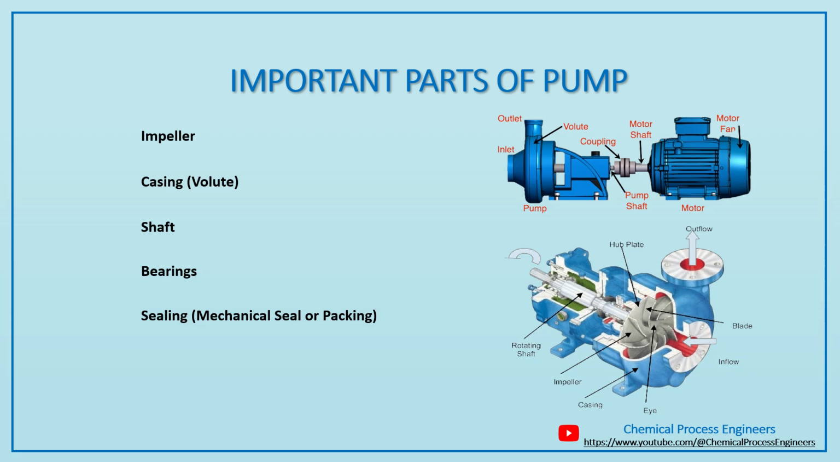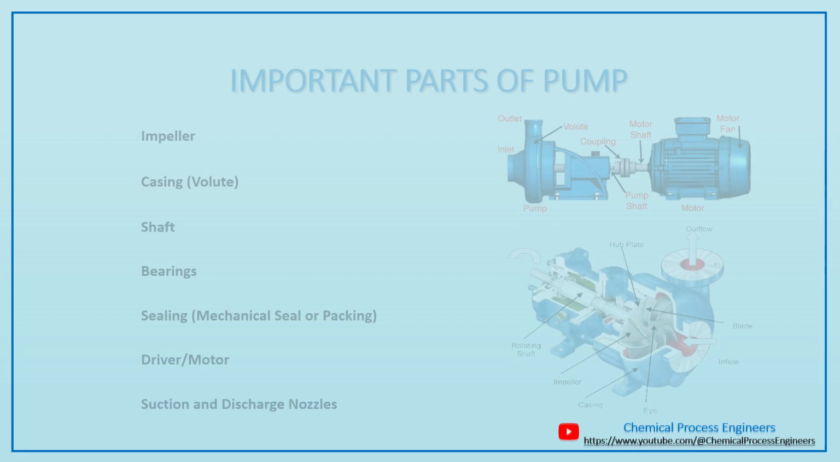It is located where the shaft enters the casing, and seals prevent the pump fluid from leaking out of the pump and protect the motor from the fluid. Driver is an external source, often an electric motor, that provides the mechanical power to spin the shaft. Suction and discharge nozzles are the entry and exit points on the casing through which the fluid is drawn into the pump and then discharged to the system.